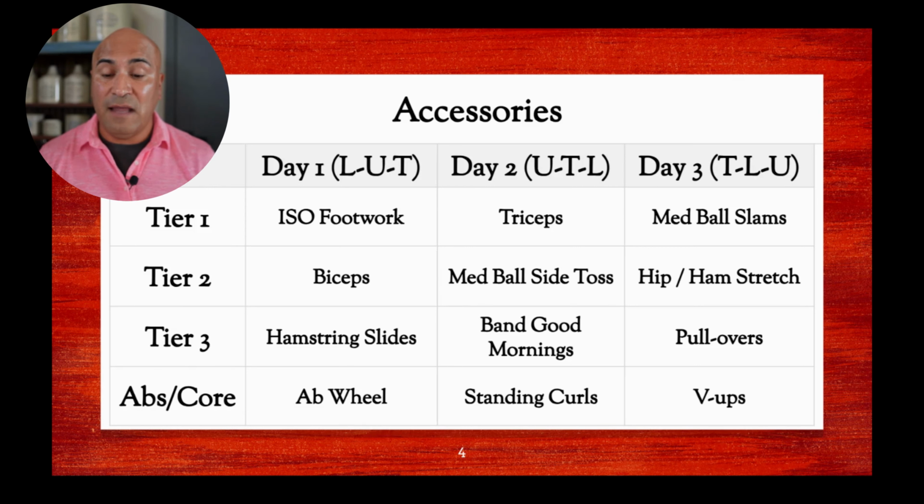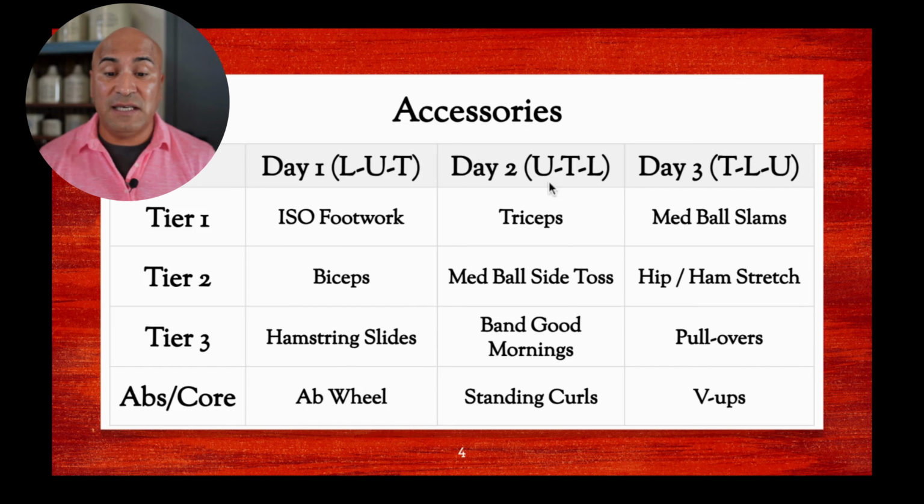Okay, and then for day one, our upper body tier two exercise, we're going to incorporate biceps. And then our tier three, we're going to add hamstring slides. And then we always throw in some type of ab or core work into our accessories. Make sure they're getting that core work as well. So a good accessory to have.